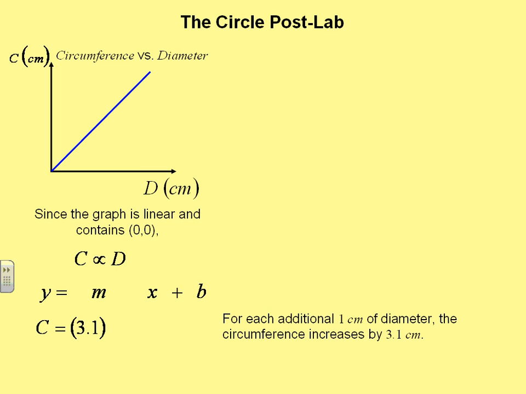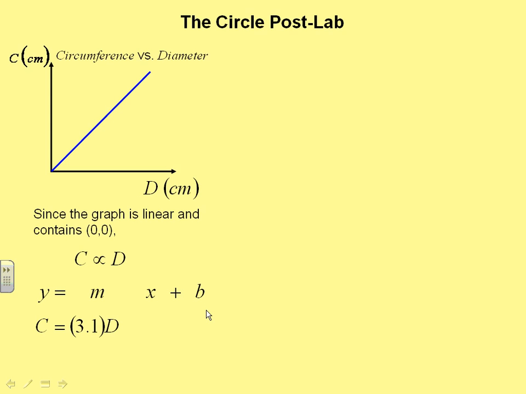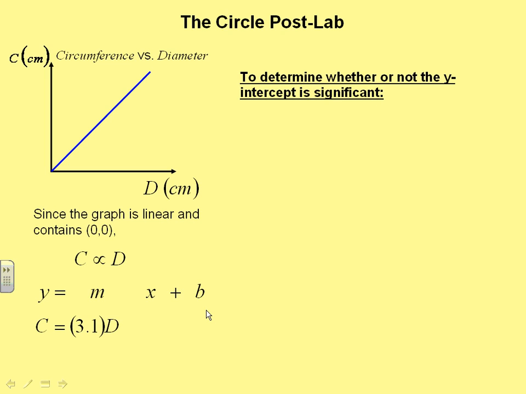So we've got our y and our slope, so now we need our x variable. Well, what we graphed on the horizontal axis was diameter, so that's a capital D. The last thing we have to decide about is the y-intercept. And is that y-intercept significant, or can we just call it 0? Now you probably got some sort of y-intercept from LoggerPro. So there's two ways we can analyze that y-intercept.